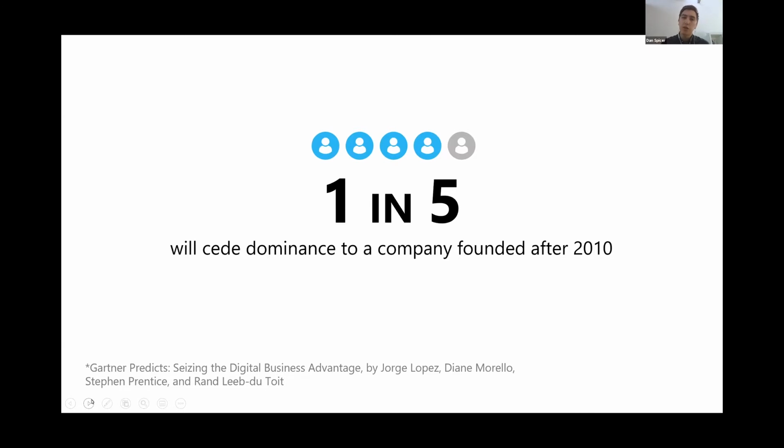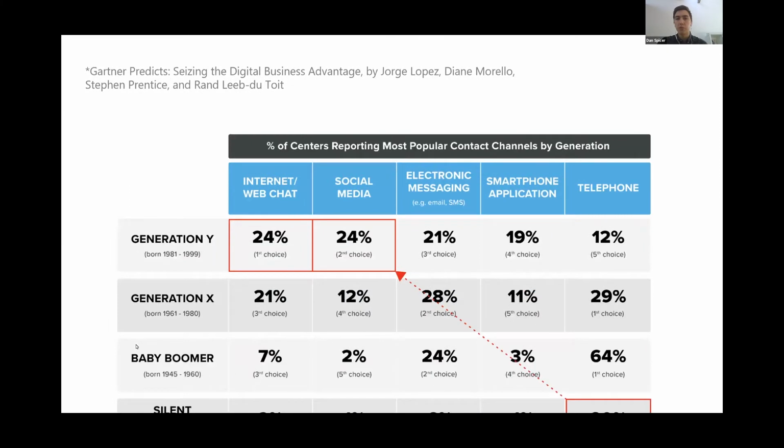And the same report showed that 1 in 5 companies will cede dominance to a company founded after 2010. So that's obviously a huge risk to older, more mature organizations, but actually for many on the call and on the webinar today it is a huge opportunity for startups and recently founded organizations who understand digital a bit better, who understand digital plays an important role in acquiring customers and can start to put the tactics in place that will allow you to acquire customers through that channel and through all the channels that are available.